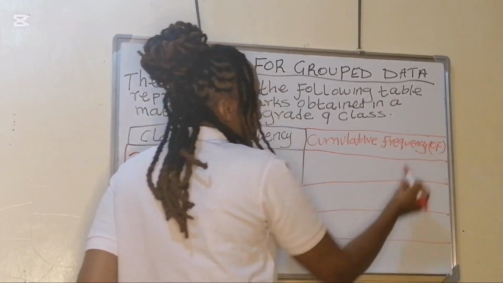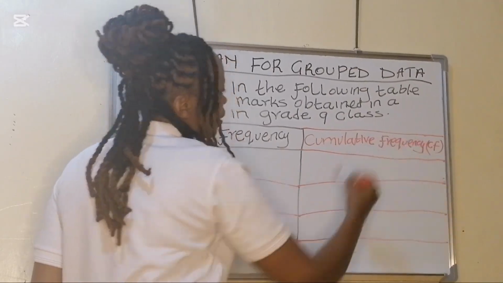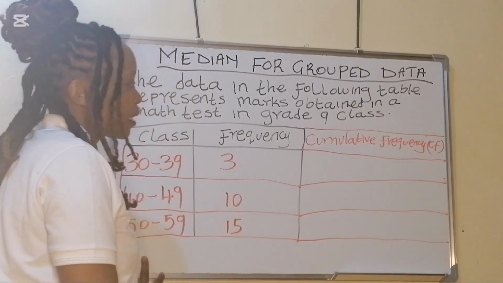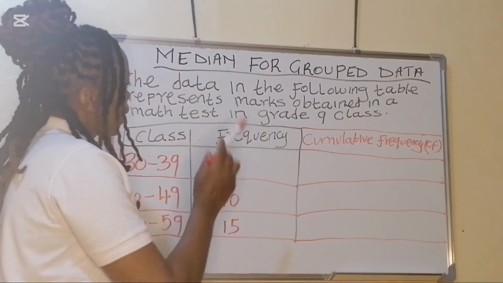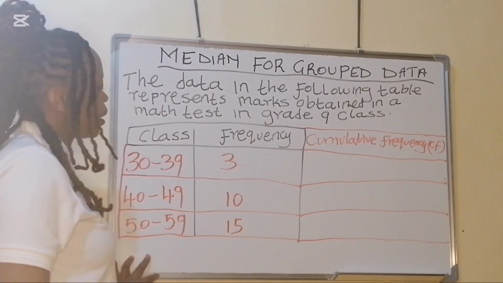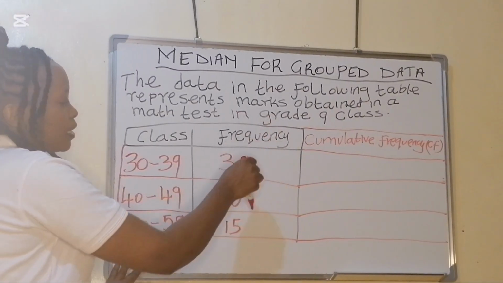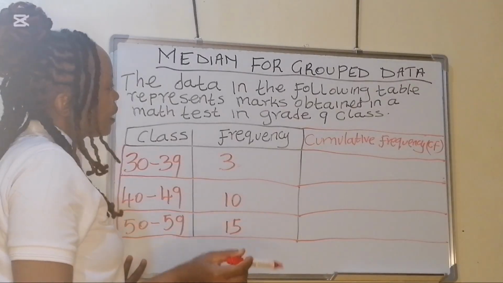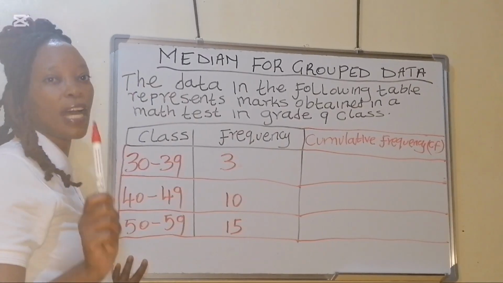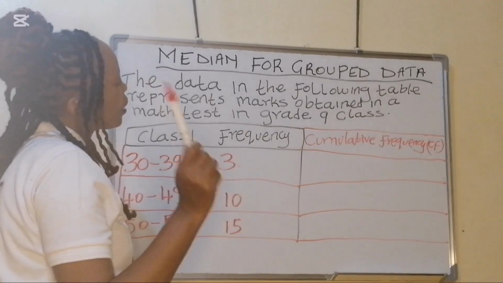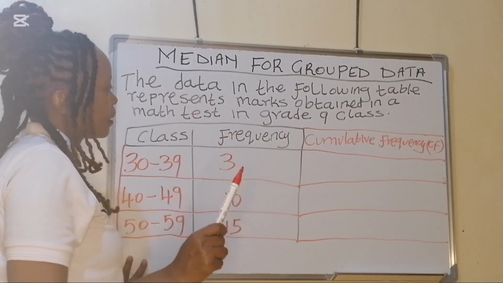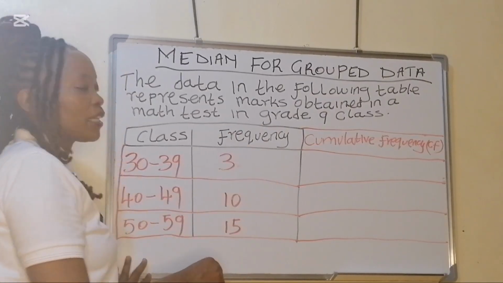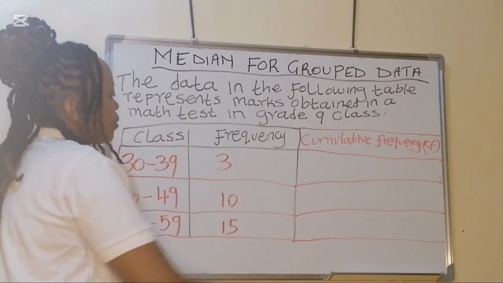It's also known as CF, cumulative frequency. When you see CF, it is cumulative frequency in short form. We use this frequency to calculate cumulative frequency so that we can calculate median for grouped data. It's one of the things that are needed. So, you use this frequency, it helps us calculate cumulative frequency.